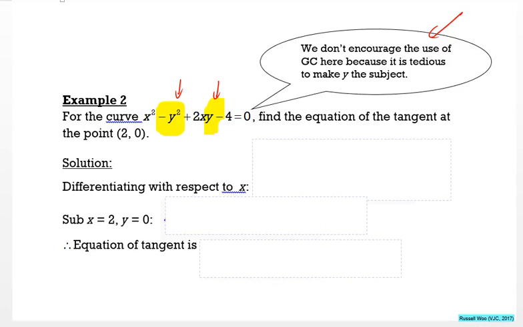If you can't make y the subject, does it mean that you cannot proceed? No, because you can still use implicit differentiation. Got that? So can we practice using implicit differentiation? Those of us who want to practice, you can go a bit faster and do it on your own.